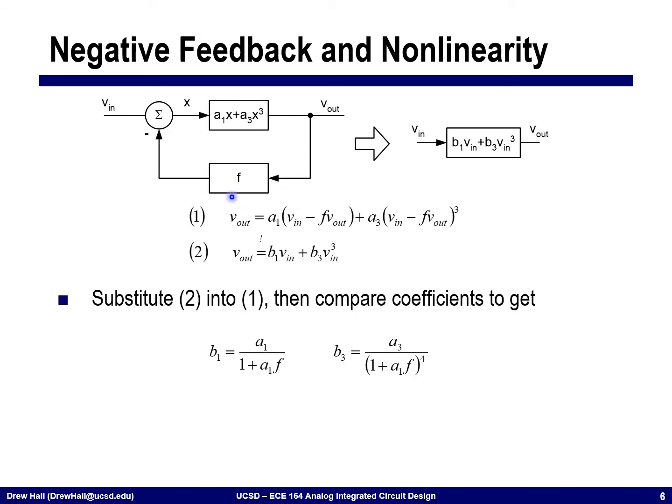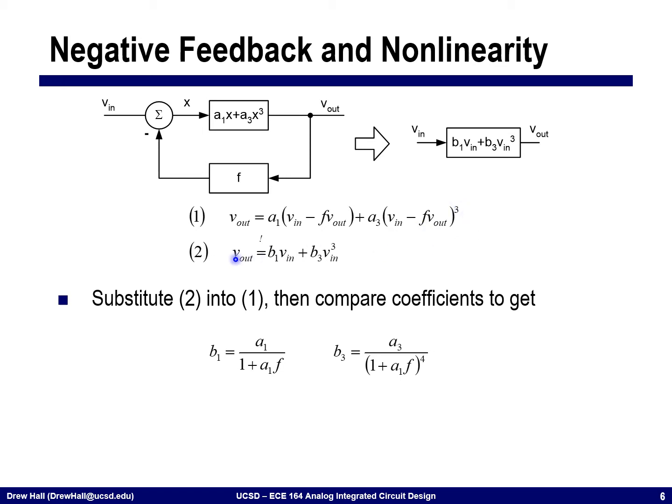All right, so we can start by writing the output equation. V out is going to be equal to A1 times (V in minus F V out). That's the exact equation that we had earlier. In addition to that, we're also going to have this A3 coefficient, which is the third order nonlinearity coefficient here, times (V in minus F V out) cubed.